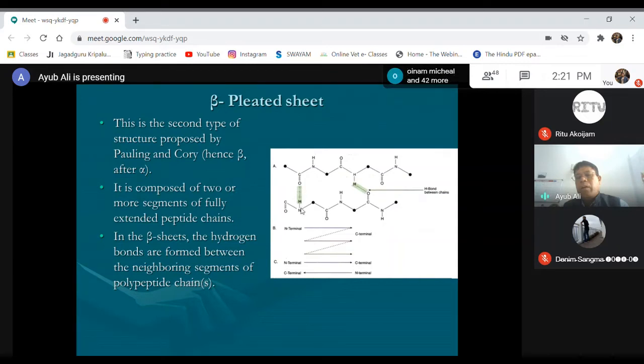It is the hydrogen attached to the nitrogen of one chain with the oxygen attached to the peptide carbon of another chain. So here the hydrogen bonding is between the neighboring peptide chains. But in the case of the alpha helix, it was in the same chain, and that is forming the coil structure. Here it is the sheet structure.